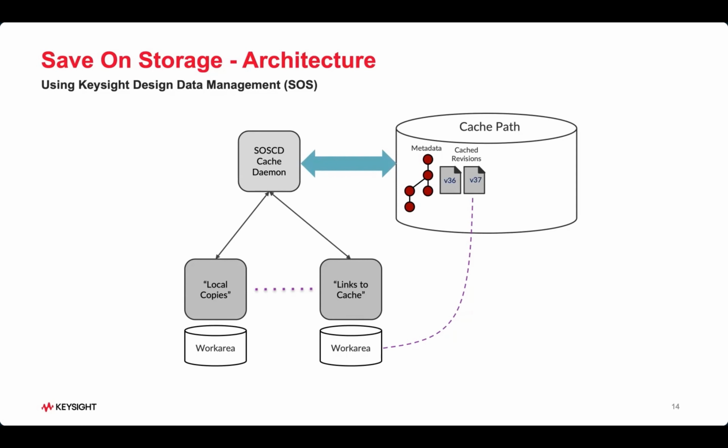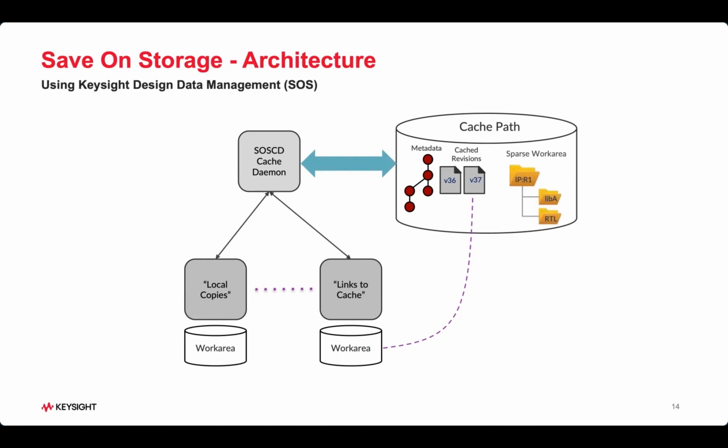In a links to cache work area, of course, the revision that the user wants to point to will be symbolically linked to this cache path, which is a read-only location. So at this point, this user is looking at revision 37. And of course, they can toggle between various revisions if they need to. So the flexibility is there as if it was a local copy work area.